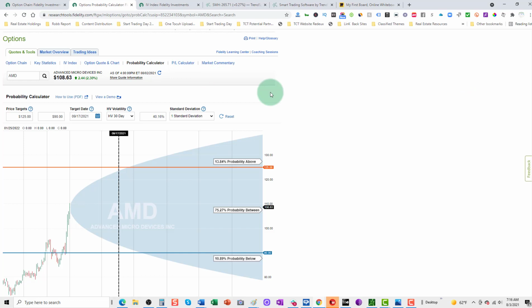And what a strangle is, for those who are not familiar, is the simultaneous sale of a deep out of the money, I use deep out of the money, call options and a put option. Same number of contracts, same expiration date.